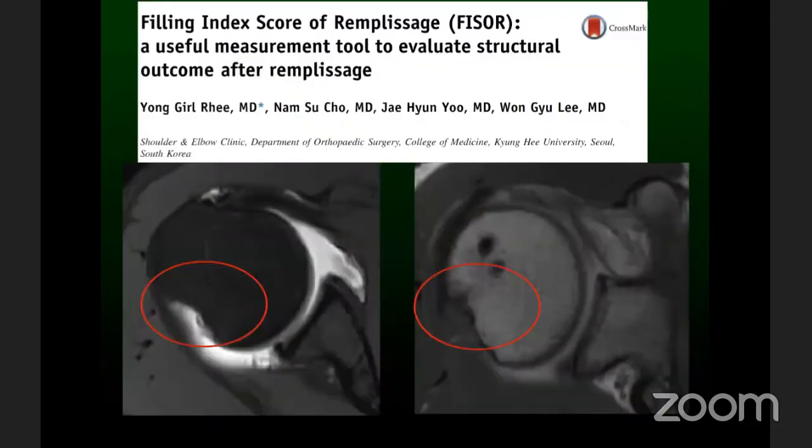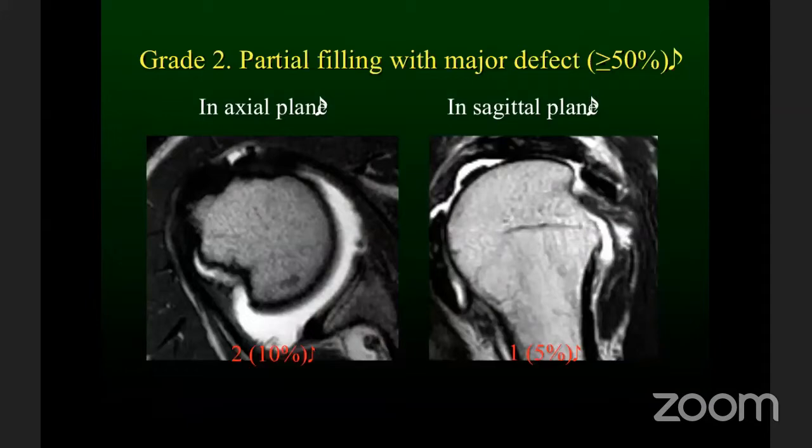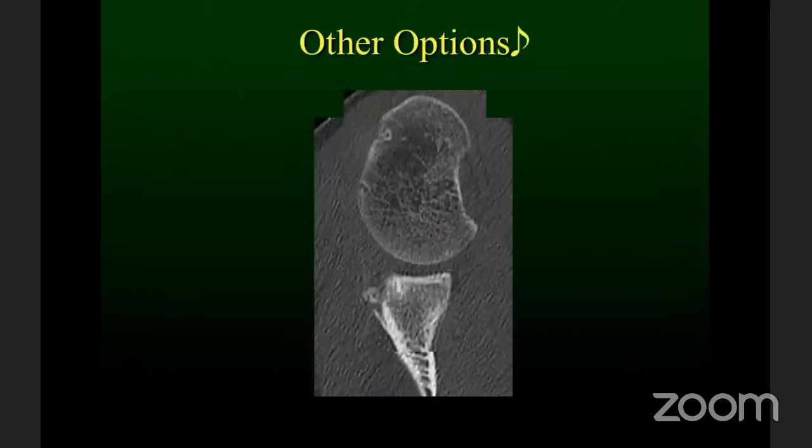glenohumeral joint. The filling index has been described by Dr. Young Welby, where he says that if you do a glenohumeral capsular tenodesis in the humeral head, it has to have a good filling index. Unless you have a good filling index, the results are not directly proportional. This filling index has been studied, and they found that a two anchor tenodesis has a better filling index, and this can be easily studied in the axial as well as sagittal plane of the humeral head on the post-op MRI.